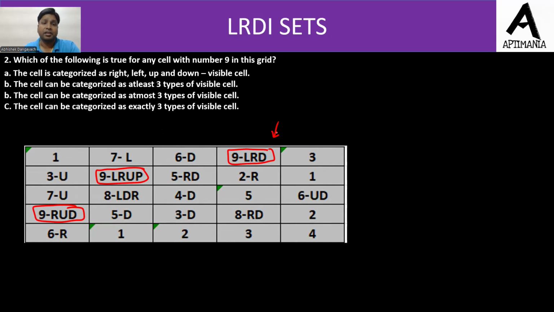Now you can see that any of the 3 nines, 2 of the 3 are 3 type and the one is 4 type visible cell. So this is definitely true. At least 3 to aana hi aana hai. Now at most 3 is wrong again. Why? Because this is 4 types. Exactly 3 is wrong again because this is 4 types visible cell. So answer to this question is option B.